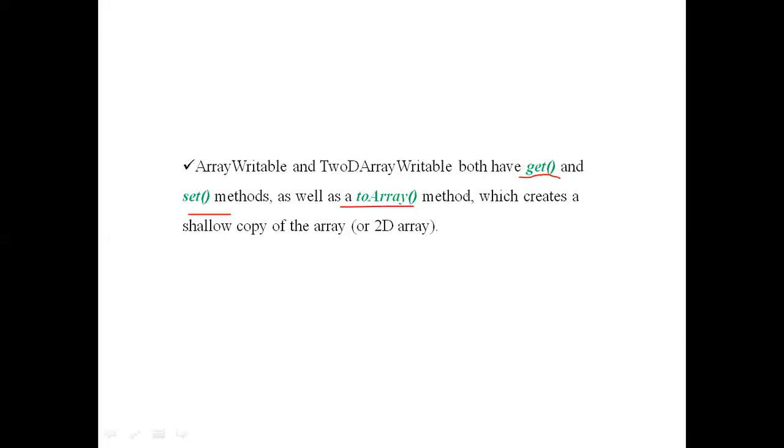What about the toArray method? This method creates a shallow copy of the array, that means an exact copy of another array. Whenever we want to copy one array to another array, we can use the toArray method. By using this method, the values of one array will be copied to another array. That is briefly about the first two things, ArrayWritable and TwoDArrayWritable.